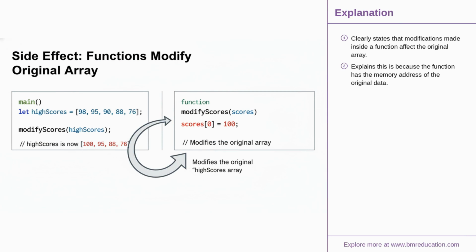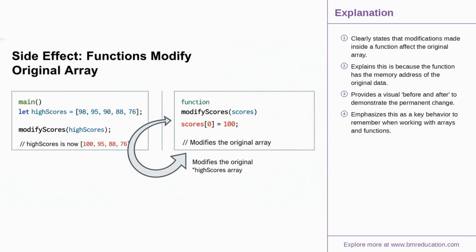The side effect is that the function works directly on the original array's memory. If the function modifies any element, that change is permanent and will be visible back in the calling function. For example, if modifyScores changes an element to 100, the original highScores array is changed. This is powerful, but you must be aware that the function can alter your original data.